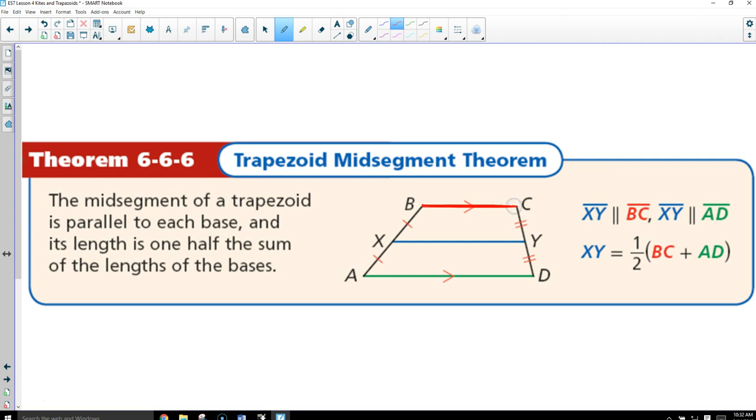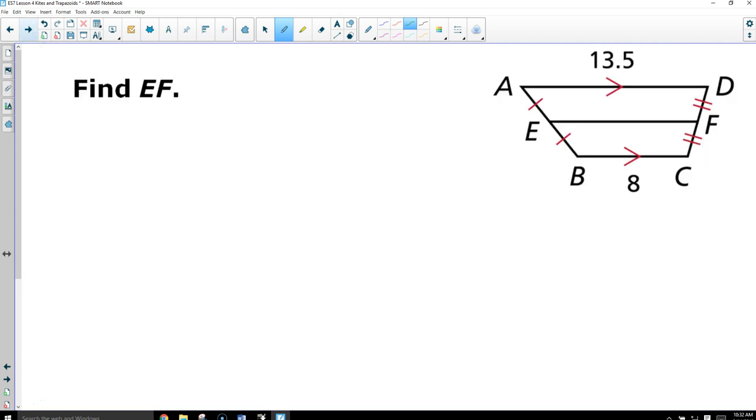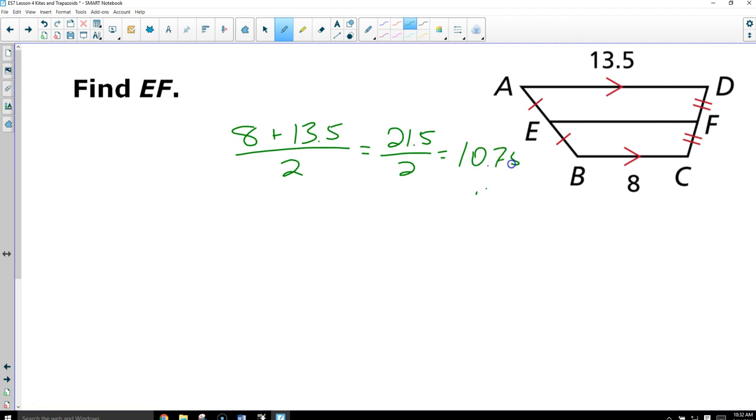So if you know the length of BC and you know the length of AD, it's the average of those two because it's halfway between them. So we simply add the two lengths and divide by 2. So we want to find EF here. They give us the two base lengths, so I'm simply going to take 8 plus 13.5 and divide that by 2. So 21.5 divided by 2 is 10.75.